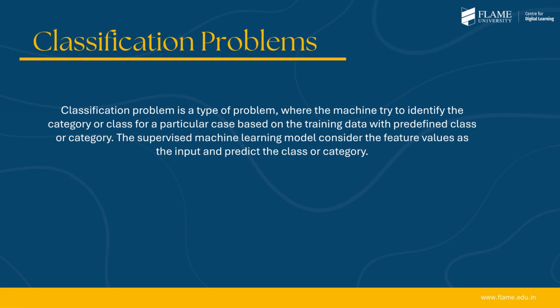A classification problem is a type of problem where the machine tries to identify a category or a type of class based on previous experience or already available training data, where the labels, or the predefined classes or categories, are available. Supervised machine learning models consider the feature values as the input, and the already mentioned category or class as the output in this kind of problem.